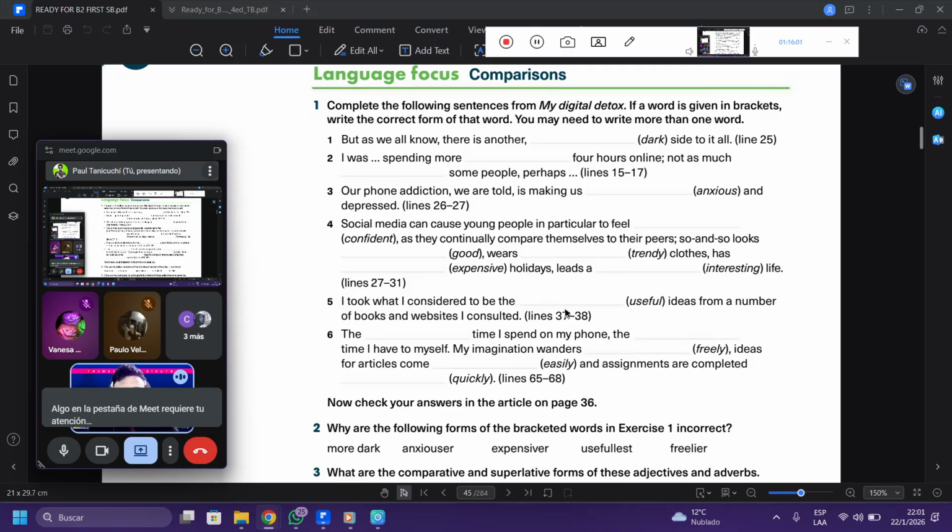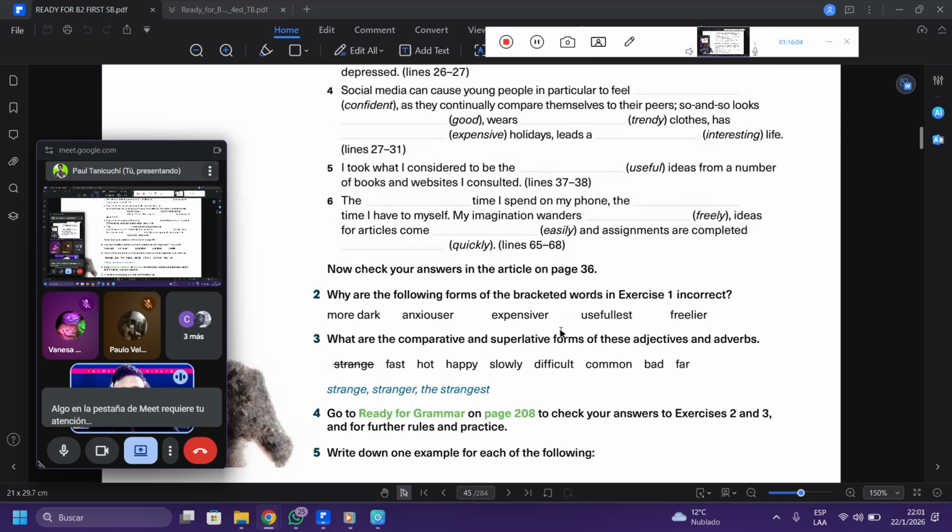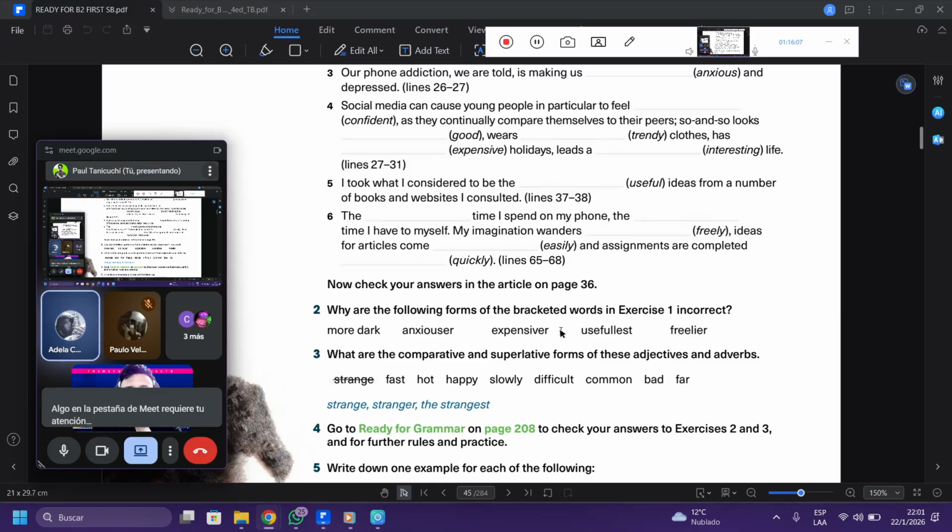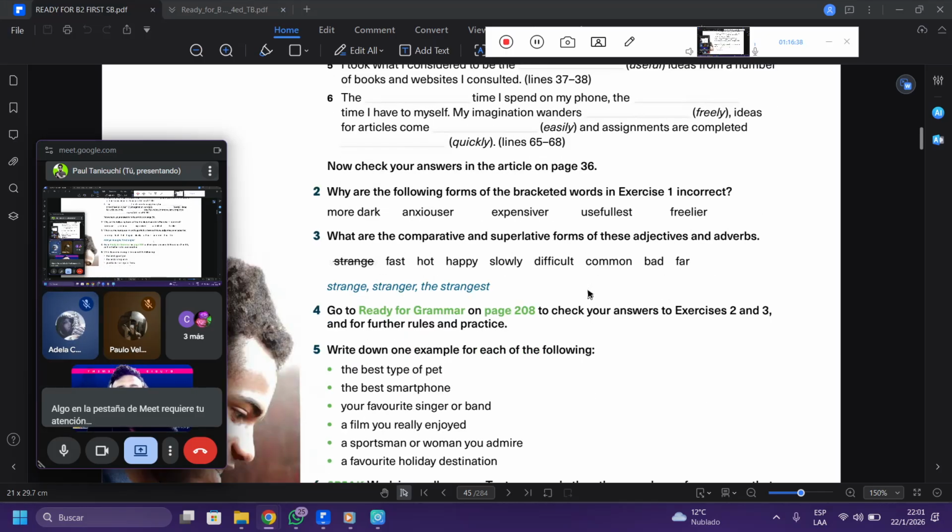Teacher, one more time. In number 6, the first part, could we use it the other way around? Yes, of course. The more time I spend on my phone, the less time I have, or the less time I spend on my phone, the more time I have. It's almost the same, right? Okay. Thank you for the question.